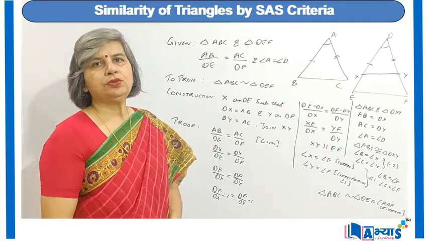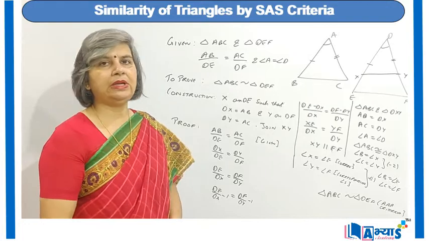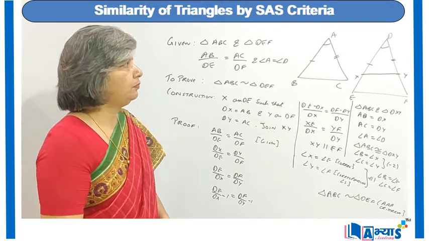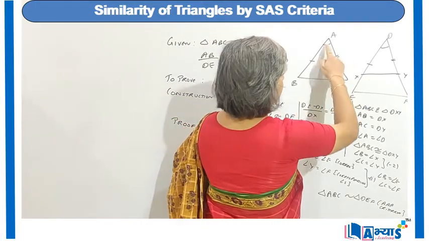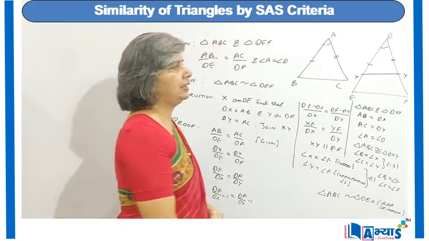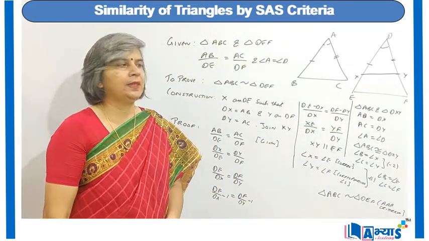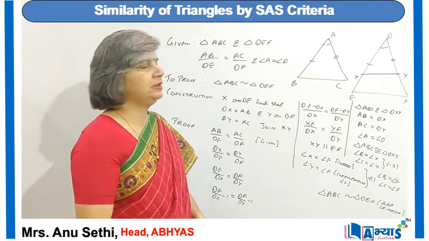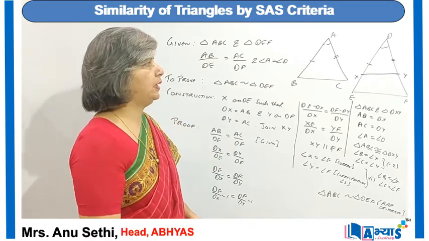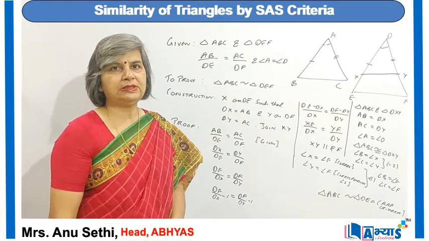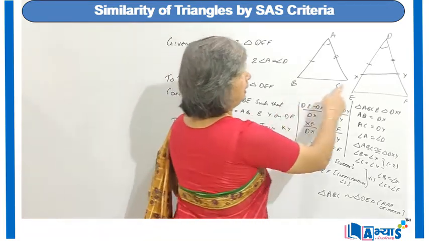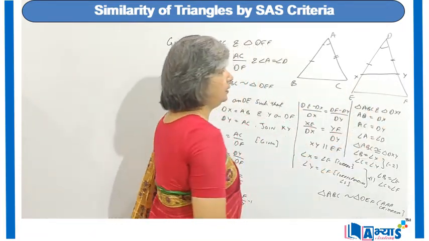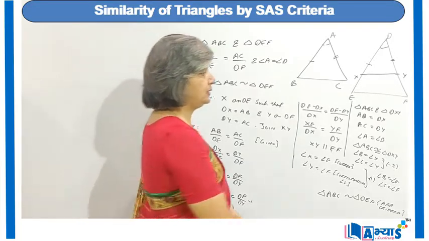Then we took the two triangles, triangle ABC and triangle DXY. Now we know that AB is equal to DX, AC is equal to DY, and angle A is equal to angle D. So by SAS criteria of congruence, triangle ABC is congruent to triangle DXY. From CPCT we can say that angle B is equal to angle X and angle C is equal to angle Y. We have marked it as equation 2.